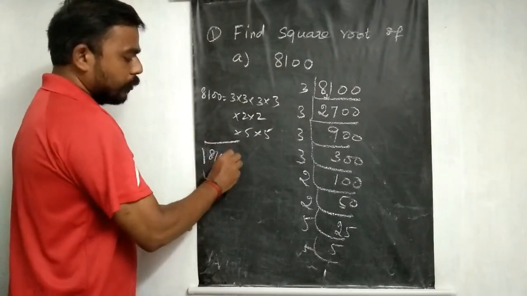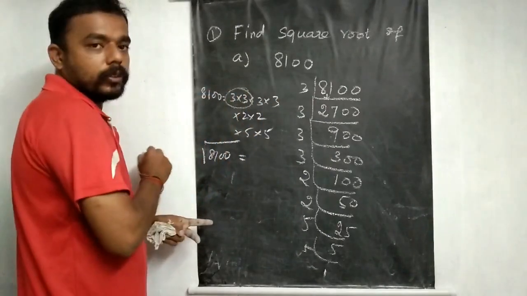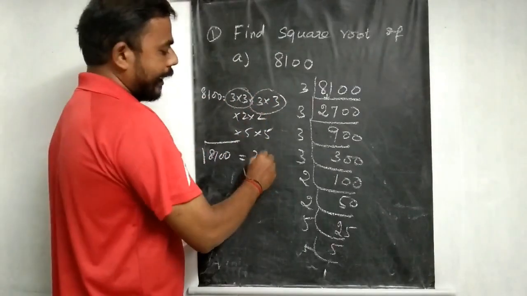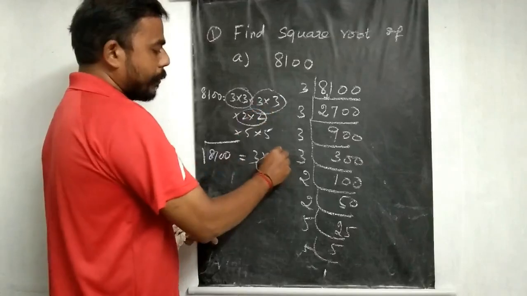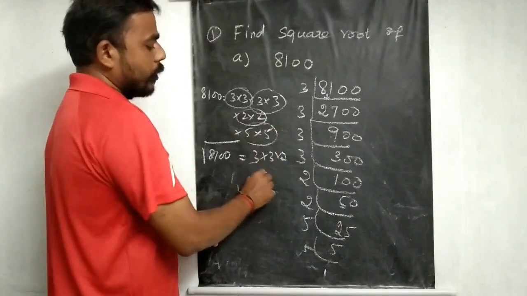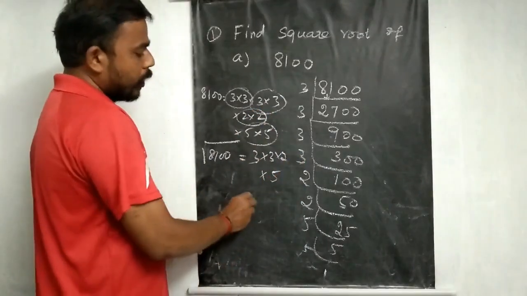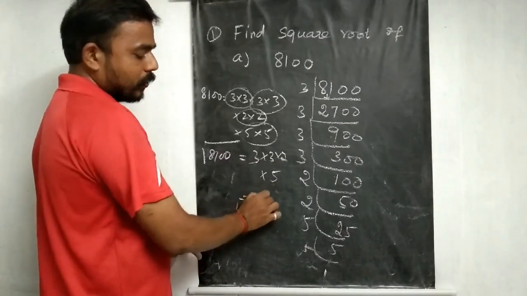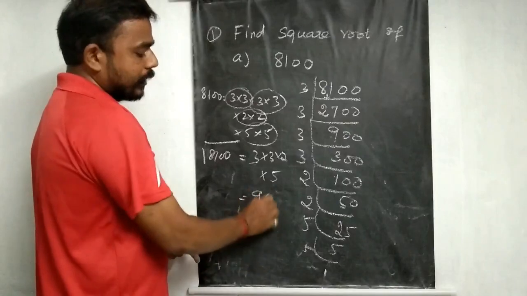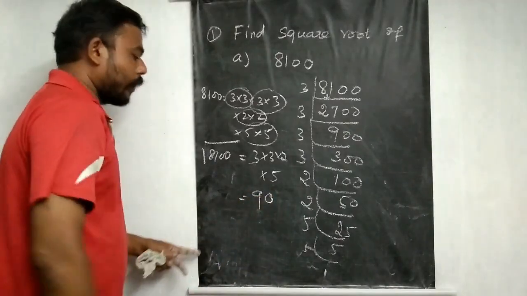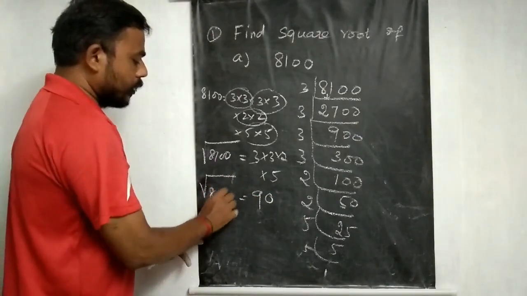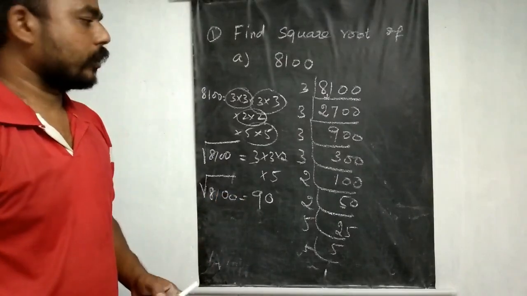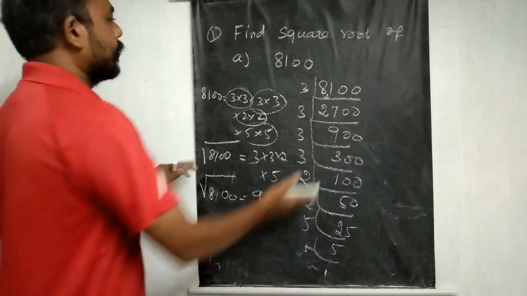Square root of 8100 equals, first from two numbers write one number. From the next two numbers write another number. From the next two numbers another number. From the next two numbers another number. So now 3 3s are 9. 2 5s are 10. So the multiplication is 90. So the square root of 8100 equals 90. This is the actual answer. Okay.